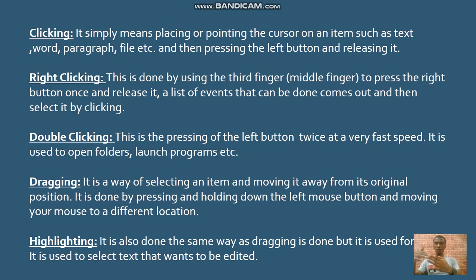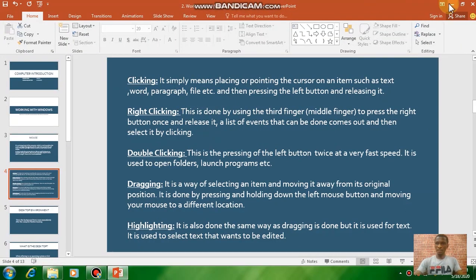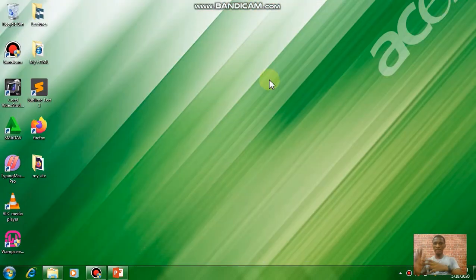So this is the pressing of the left button twice at a very fast speed. It is used to open folders, launch program, etc. So I can use this double clicking. Double clicking, remember when we say click means pressing and releasing the left mouse button. But double clicking, that means double means twice. So I'm going to click it twice, but this time I'm going to click it a bit faster. Like this, like I hold it, pam pam, pam pam. That's how to double click.